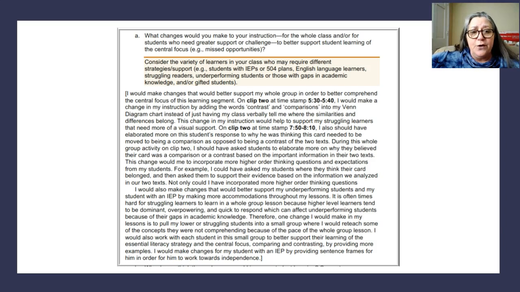Here's an example of someone who answered 5A very well. Notice that this person has bolded the words clip 2 and the timestamp. And she talks about some changes she would make with her Venn diagram. And then she goes on to give another example or two. So this first paragraph is just she followed my suggestion and talked about the whole group here, and then special groups down there.